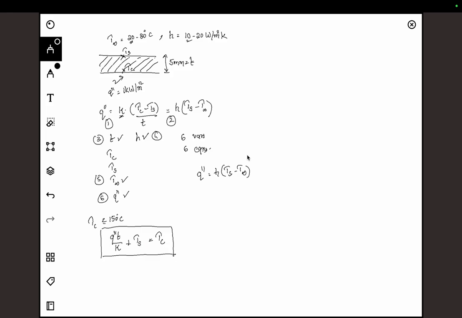Okay. So do you have any reason for choosing that? For both of these values, you have taken the minimum values, minimum H and minimum T infinity. Any specific reason you have for choosing them? Or you have tried all the combinations?